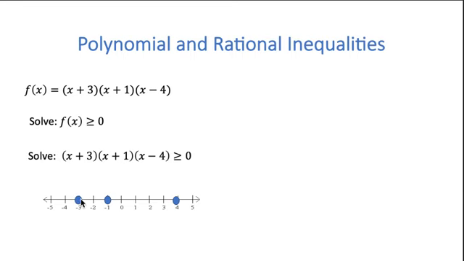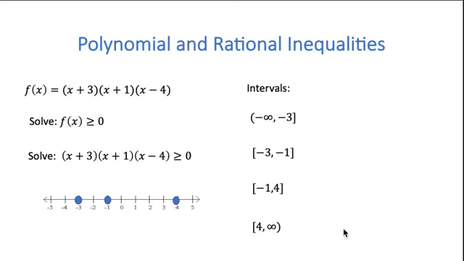You'll see that these 3 critical points have separated my number line into 4 sections. Those 4 sections are our possible answers, and they are intervals. The first interval goes from -infinity to -3. The second interval goes from -3 to -1. The third interval is from -1 to 4. And the last interval is from 4 to infinity. Those are these 4 sections that we see on the number line.